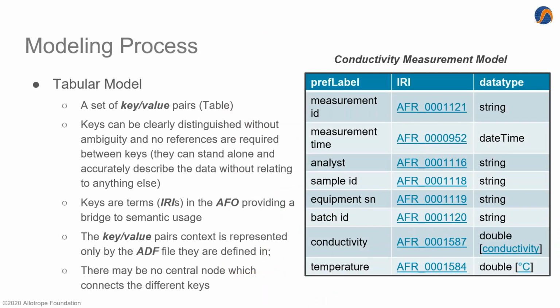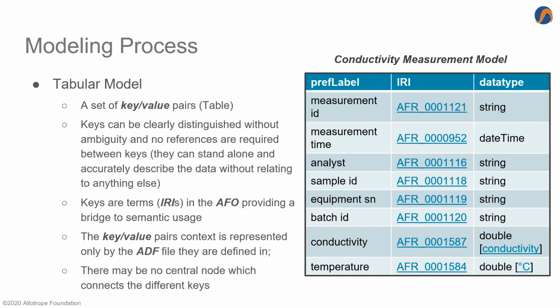The tabular model is a set of key value pairs. It's a table. Keys can be clearly distinguished without any ambiguity, and no reference is required between keys, which means they can be standalone and accurately describe the data without relating to anything else. Keys are terms, IRIs, in the ontology, which provides a bridge to the semantic usage. The key value pairs context is represented only by the ADF they are defined in, meaning you can't have the keys in different ADF files. This is why it's so simple.